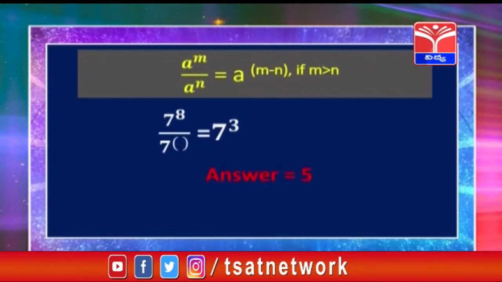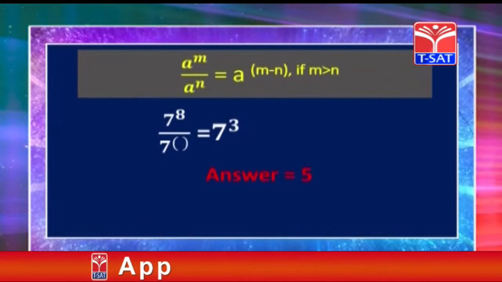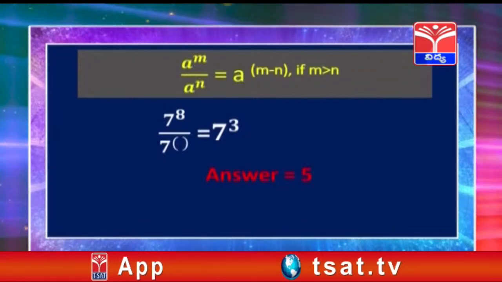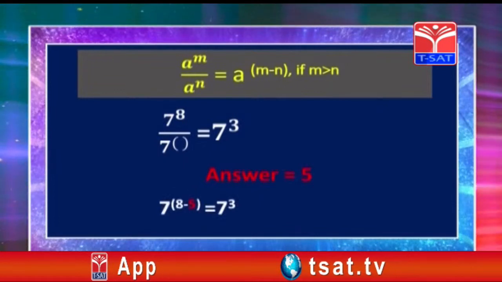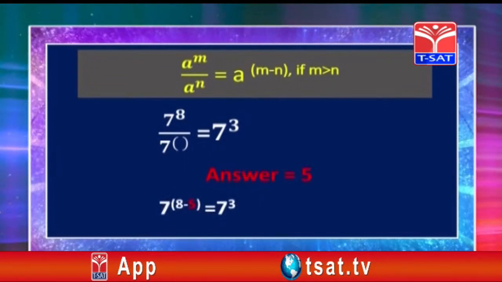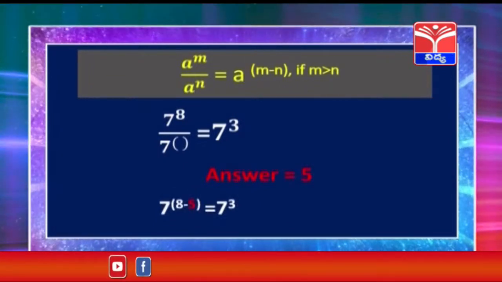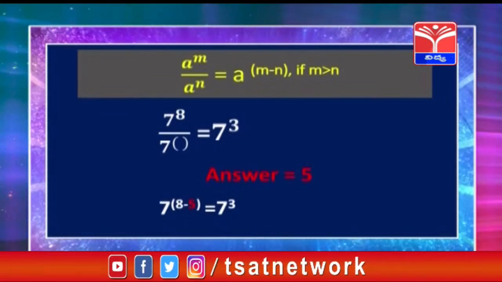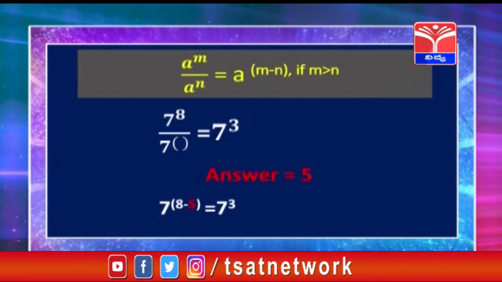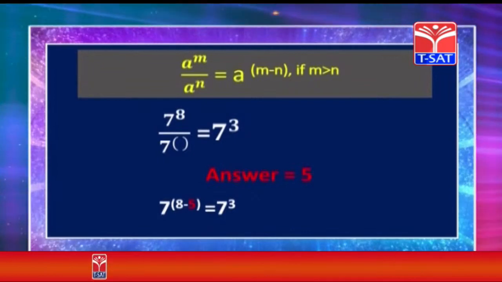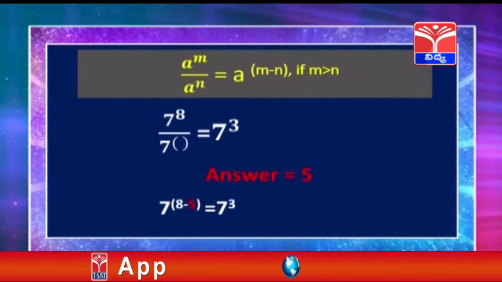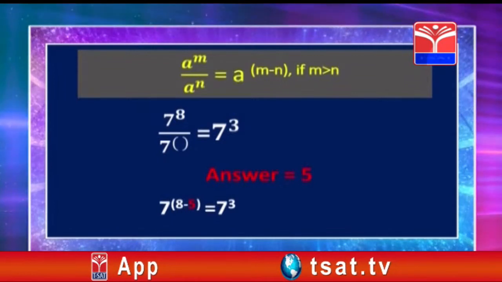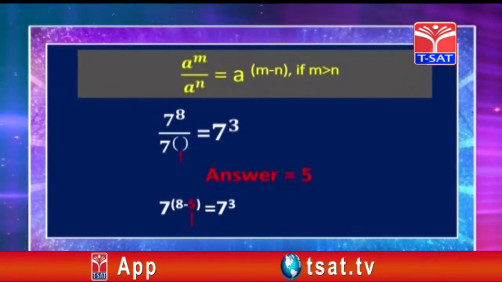How did you get 5 here? Why not 4? Let us see. See, on the right side 7 to the power of 3 is there. So the exponent is 3. So how did you get 3 here? When you subtract 5 from 8, you will get 3. So the number in the bracket should be 5, like this.